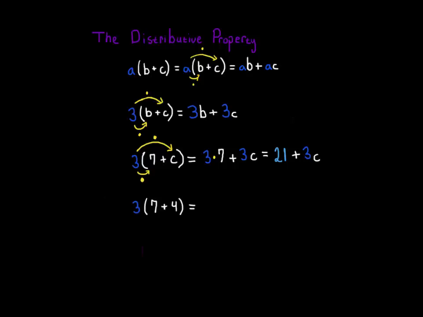This time I've let B be 7 and C equal to 4. Order of operations tells you to simplify inside the parentheses first. 7 plus 4 is 11, and 3 times 11 is 33. If the distributive property is true, we ought to get the same answer.